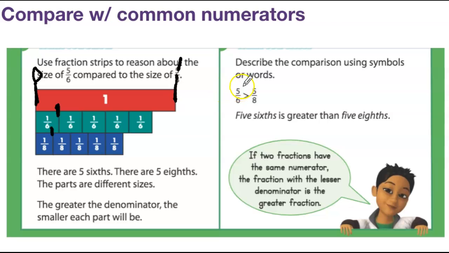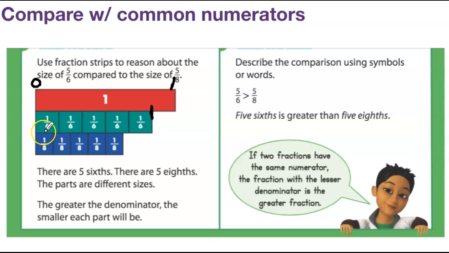So whenever you have common numerators, the fraction with the lesser denominator is always greater. So again, let me repeat that. Whenever you have common numerators, the fraction with the lower denominator is always greater. So again, let's look at this. Look at where 5/6 lands. Look at where 5/8 lands. Here's our number line. Sorry about that. Here's our number line.